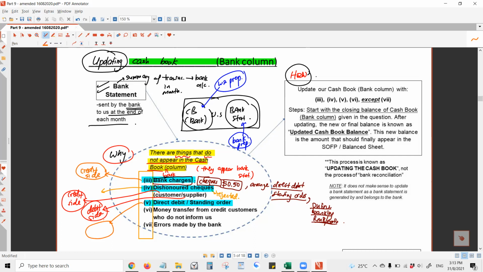Credit. Yes, because this is about payment, always about payment, right? Direct debit or standing order. So when you update the cash book bank account, you will credit the cash book bank account. Now, next item.